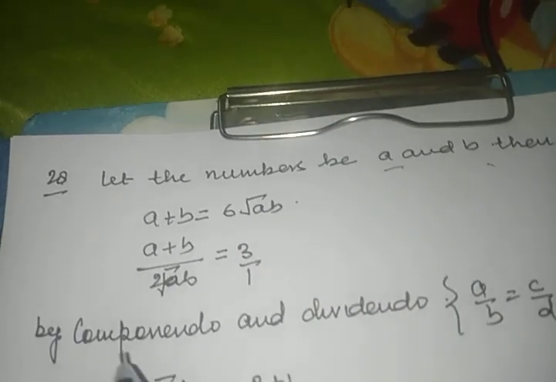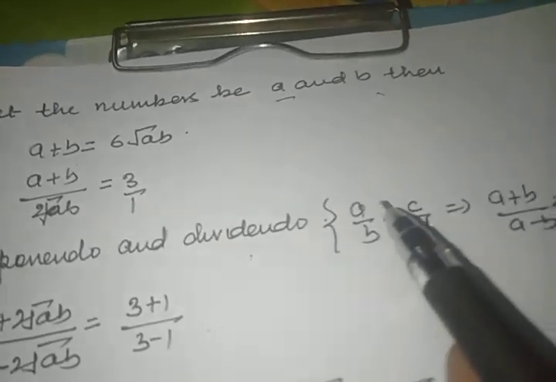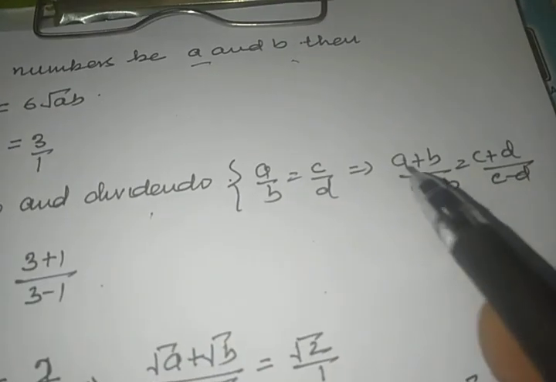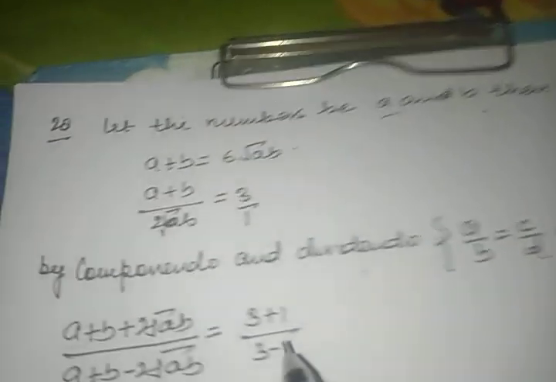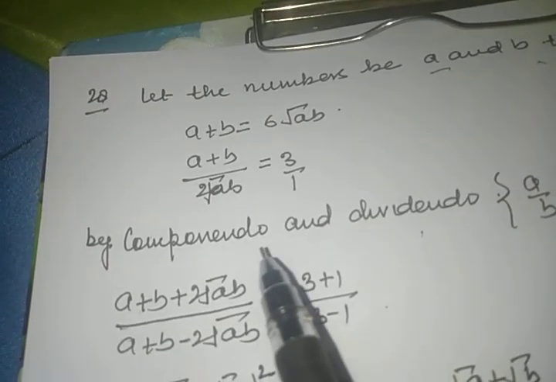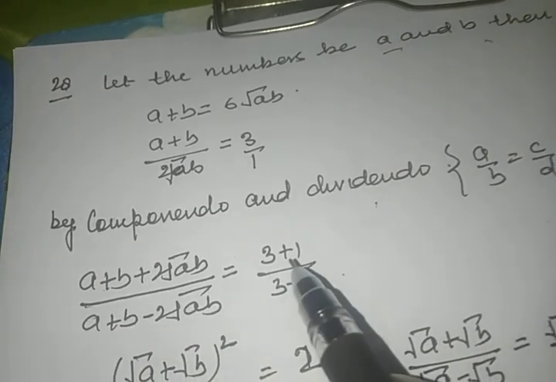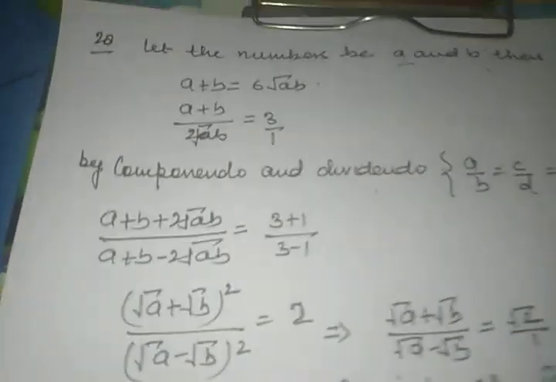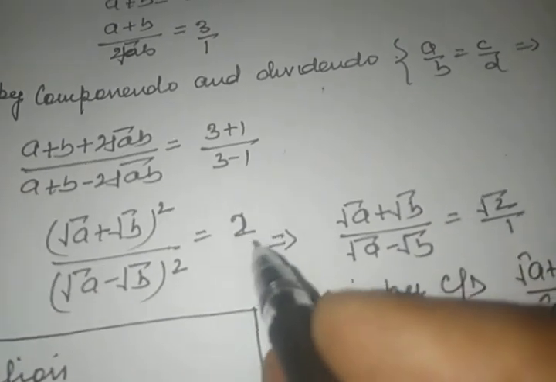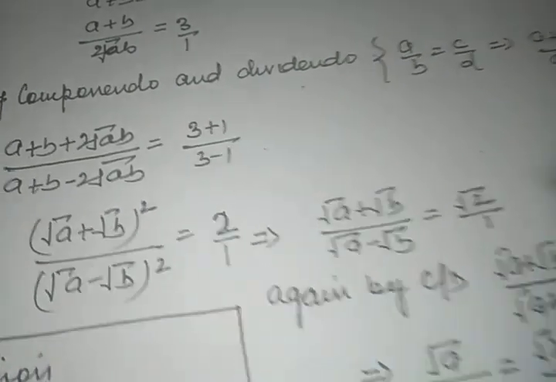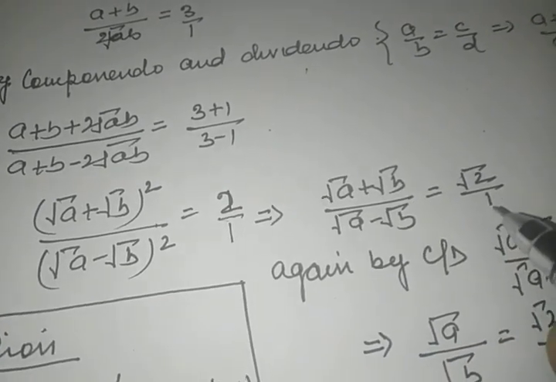Now children, one thing is componendo and dividendo. Actually what it says is that if a/b is equal to c/d, then we can write (a+b)/(a-b) is equal to (c+d)/(c-d). So by applying the componendo and dividendo rule, we get (a + b + 2 root ab)/(a + b - 2 root ab), and on this side (3+1)/(3-1). So this is (root a + root b)² over (root a - root b)² is equal to 2, put it as 2 upon 1. So (root a + root b)/(root a - root b) is equal to root 2 upon 1.